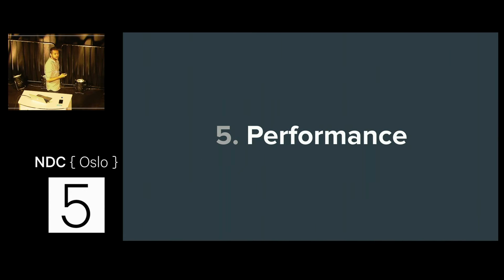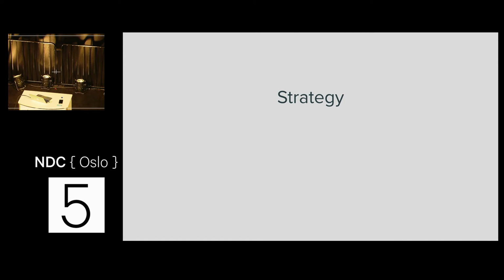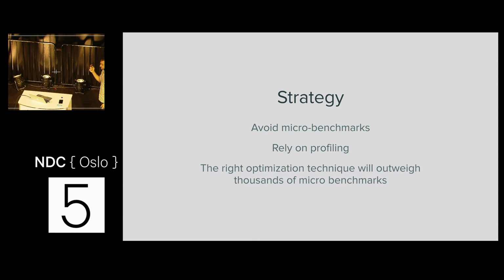And now onto performance. So I'll define my strategy first. The strategy for performance is not going to be about micro benchmarks. I'm not going to tell you to use a particular thing instead of another thing, because that's not really the best way to approach performance. Because in most scenarios, you have to rely on profiling and see why this particular issue is slow. However, I'll try to give you as much as possible of generic rules that you can apply. And don't forget that the right optimization technique will outweigh thousands of micro benchmarks. So this is why we tell you not to waste your time on micro benchmarks.